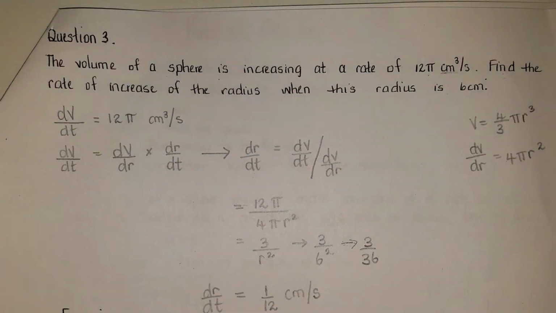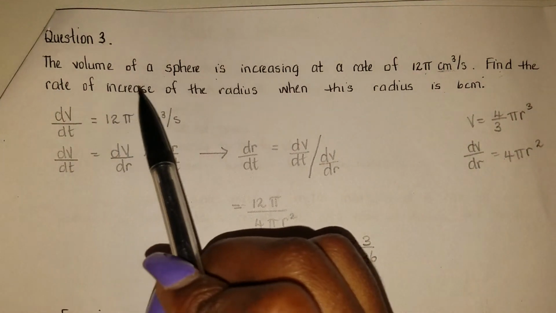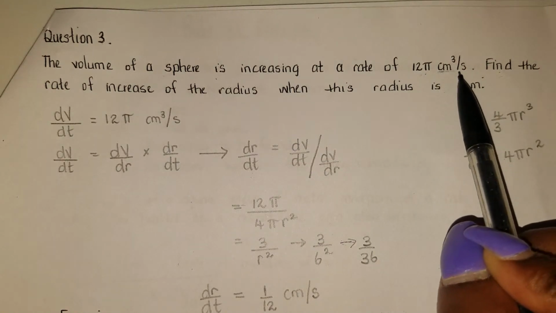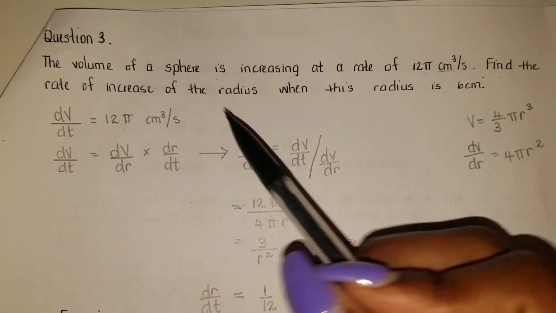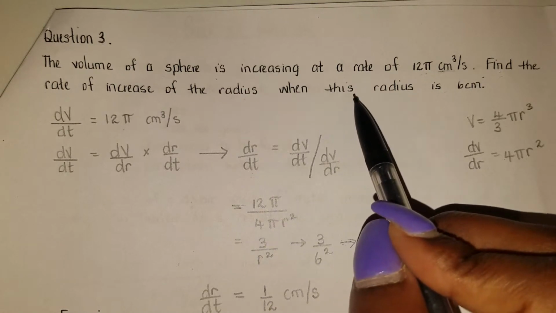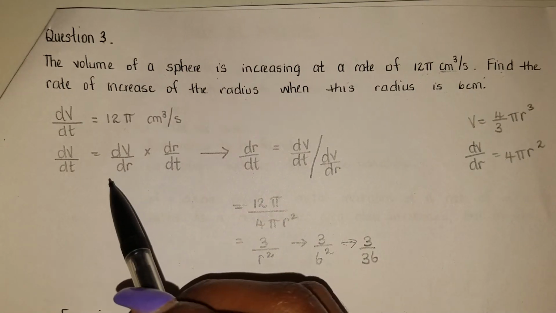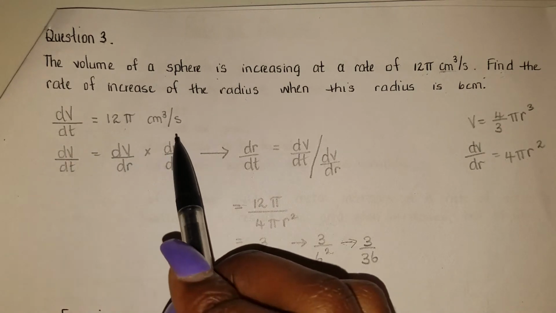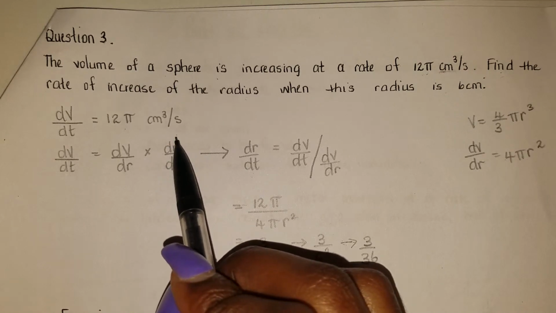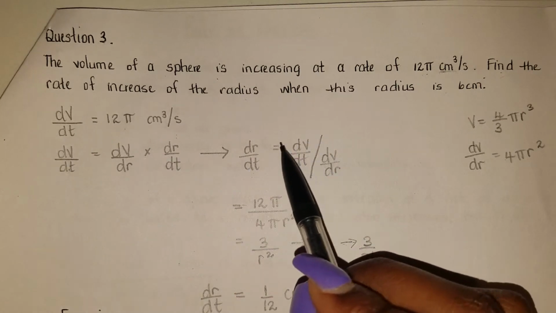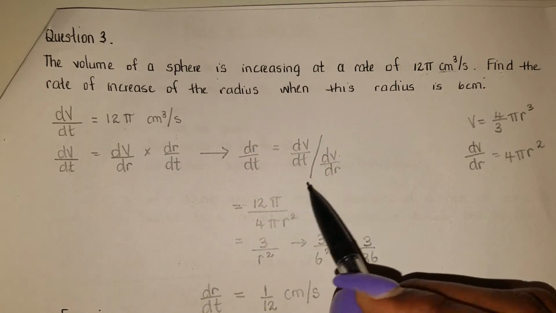Okay, so now we are going to look at another question with a sphere. It says the volume of a sphere is increasing at a rate of 12 pi centimeters cubed per second. So that dV/dt is 12 pi. Find the rate of increase of the radius. So we're finding dr/dt when the radius is 6 centimeters. This was the formula we had. For our dr/dt, once more, it's going to be dV/dt divided by dV/dr, as you see here. So now let's plug in the values.